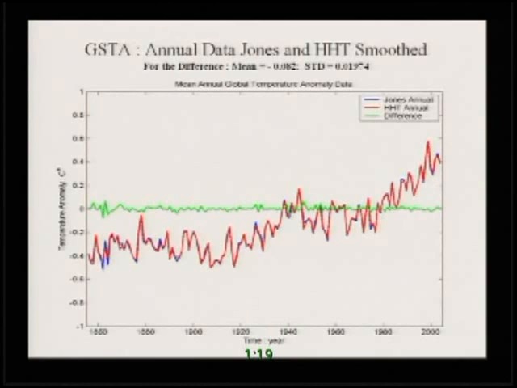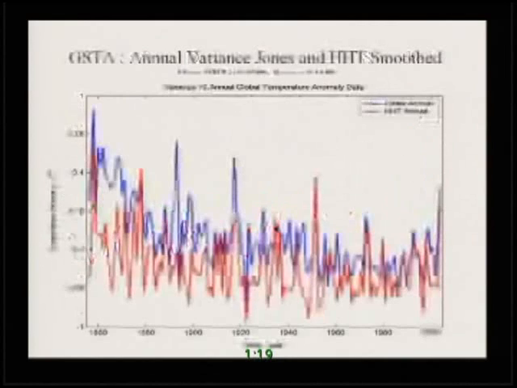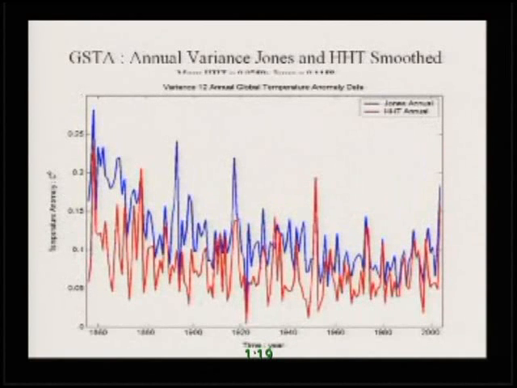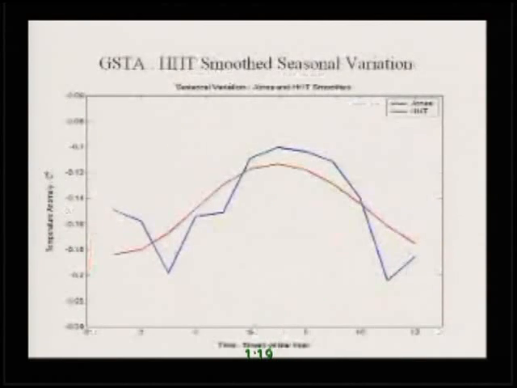So, I think it's a simple exercise to use HHT to clean up the data, to make the data look better. And how do I know the data is better? The total variation is smaller because I took the noise away. Not only that, the seasonal variation now becomes very smooth with the cleaned up data. Previously, the warmest time is July, but the coldest time is March.